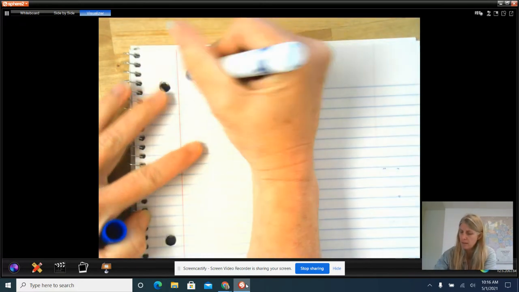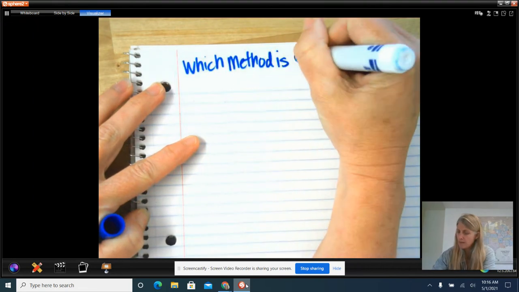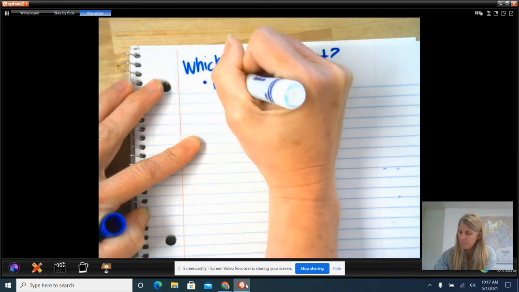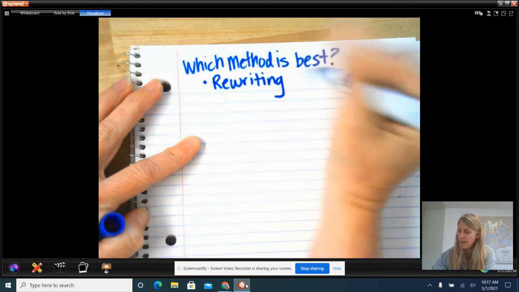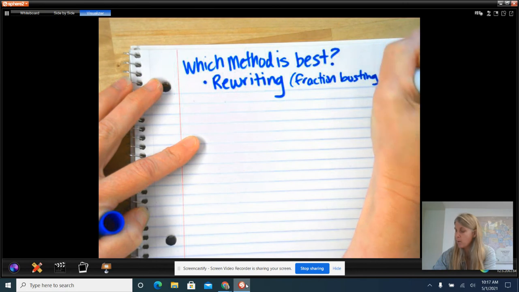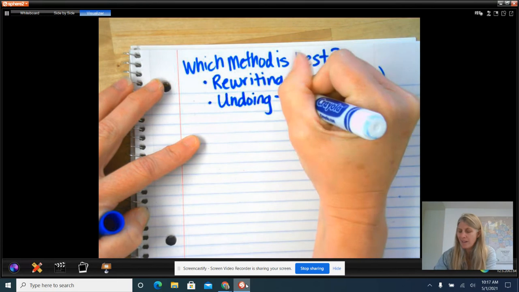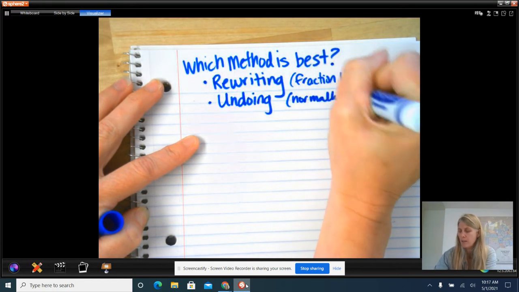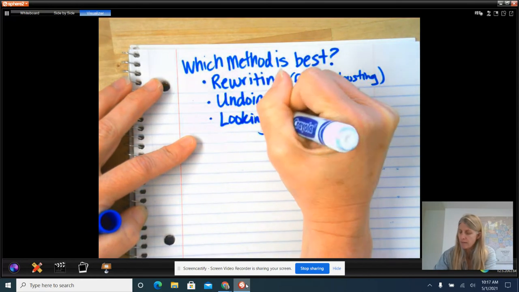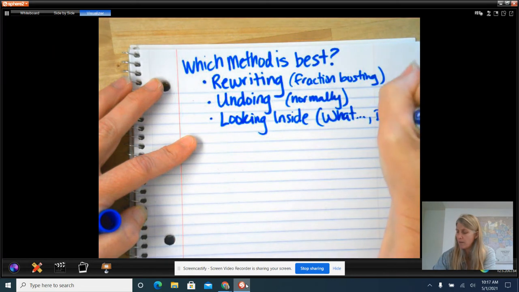So which method is best? And remember, our options are rewriting, and that's like fraction busting, or multiplying or dividing the same number; undoing, and that's basically how we normally solve the problems, working backwards up the order of operations; and then we have looking inside, which is known as the what or the blob method.